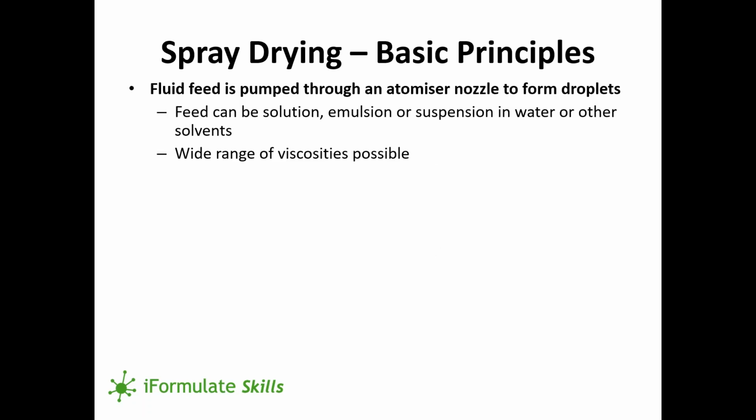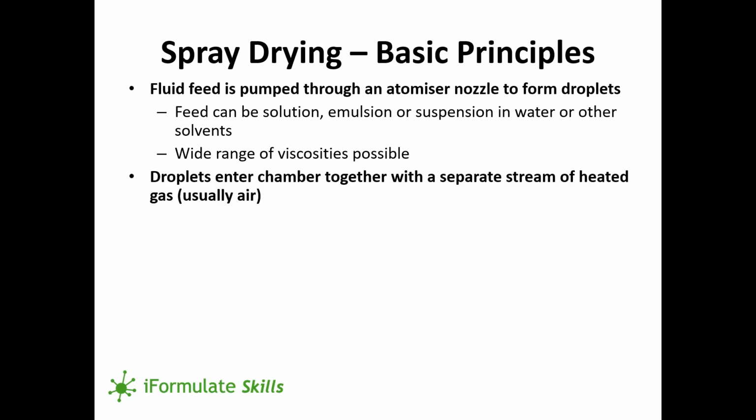So let's go through the basic principles of spray drying first. In spray drying, you start with a fluid feed, which can be a solution, an emulsion or a suspension in water or alternatively other solvents. And this is pumped through an atomizer nozzle to form droplets. You can actually get away with quite a wide range of viscosities as long as it can be pumped through and through the atomizer to form those droplets. That's all you need to be able to do. Sometimes the pressure needs to be quite high, but a wide range of viscosity for that fluid is possible.